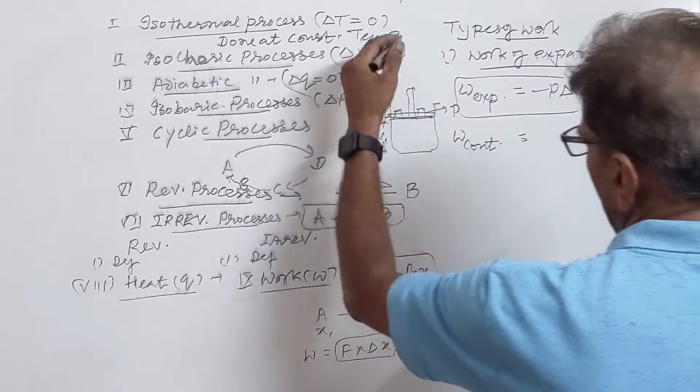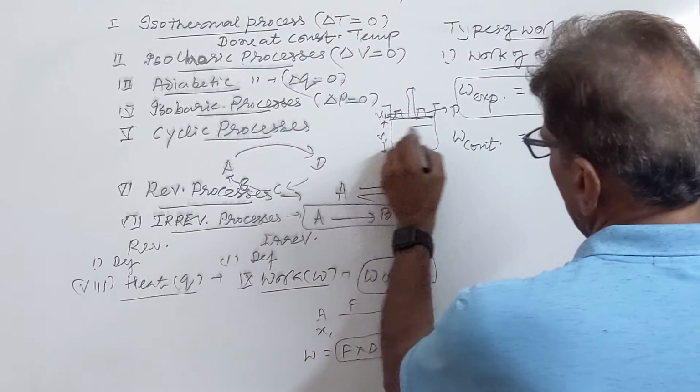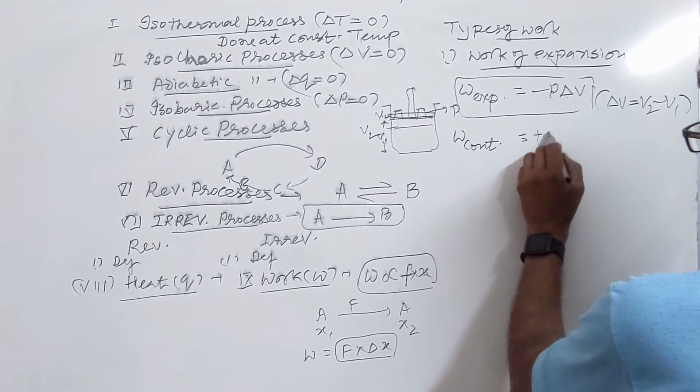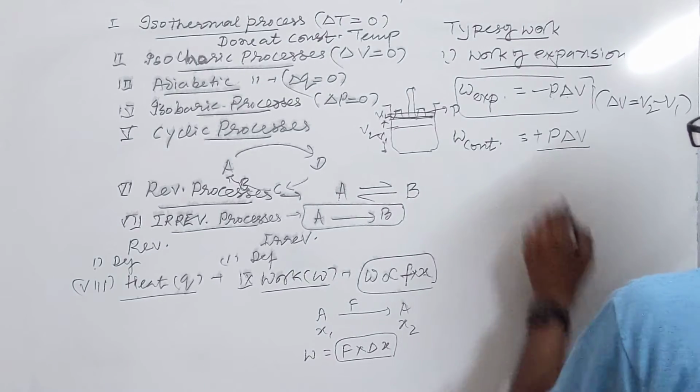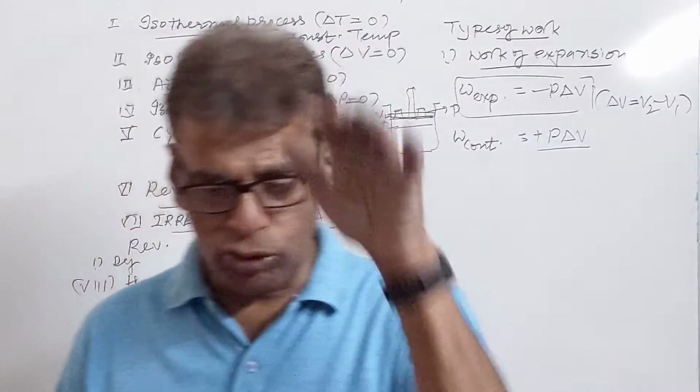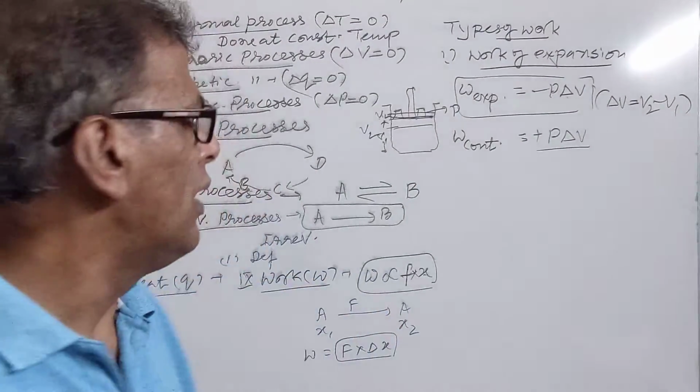If more force is applied to the piston, then it will come in the lower direction. Now V2 will be less than V1. So here P delta V is taken as positive because energy is absorbed by the system, which is supplied from outside to compress it. That is absorbed by the system.